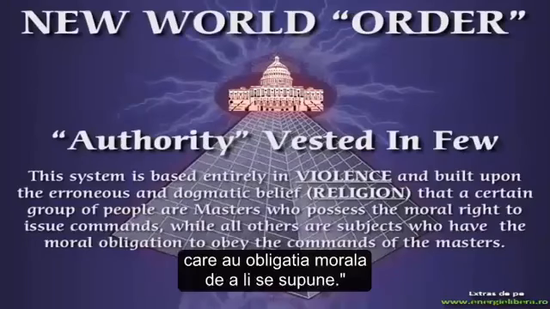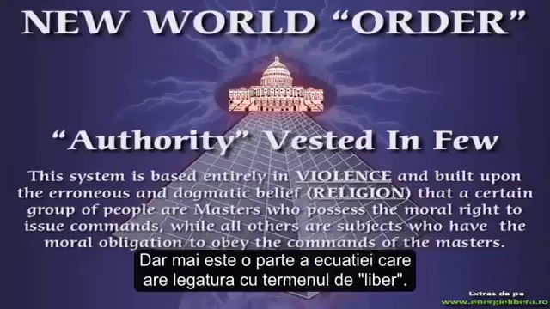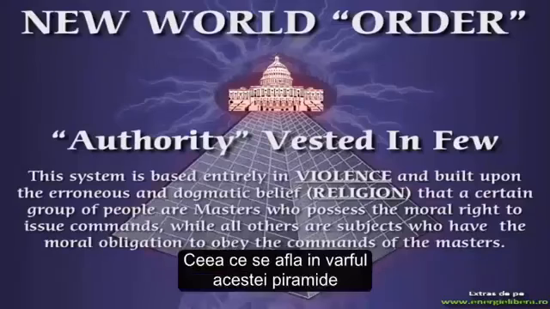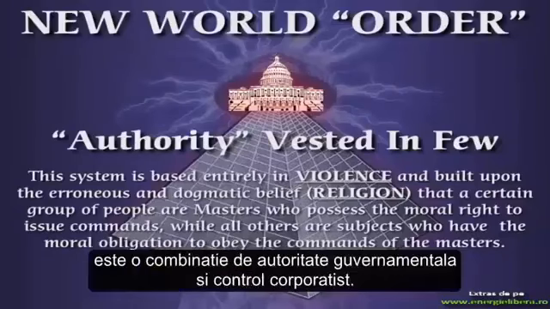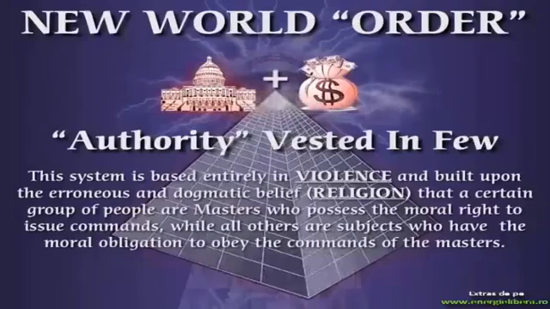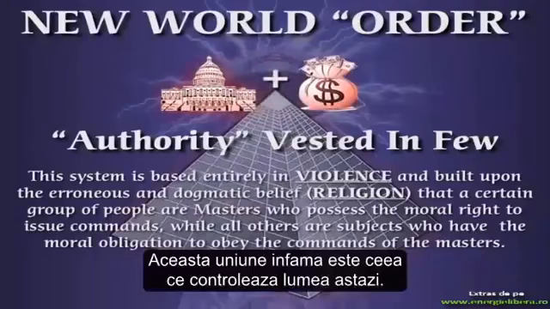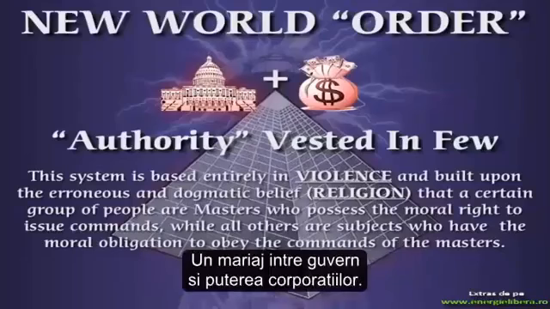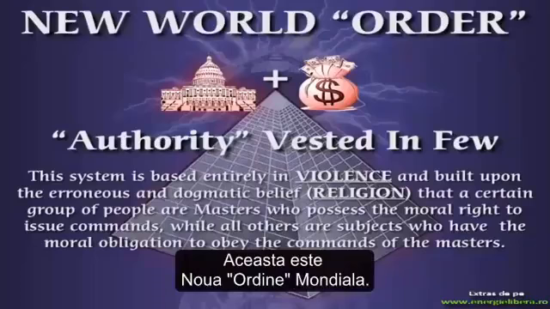Now, there's a little equation that's left out of here that also ties in with the word free, and that's called money. Okay, because really what rules at the top of that pyramidal structure is a combination of government authority and corporate control. That wedding, that unholy union is what's really controlling the world today. A marriage of government and corporate power, okay? That's what the New World Order is, quote unquote order.